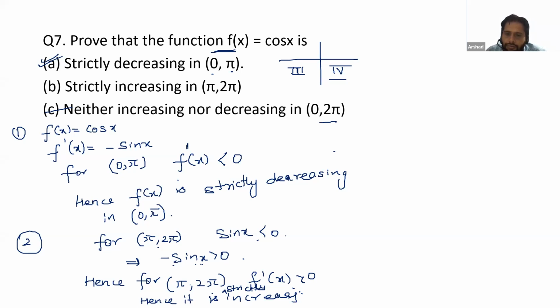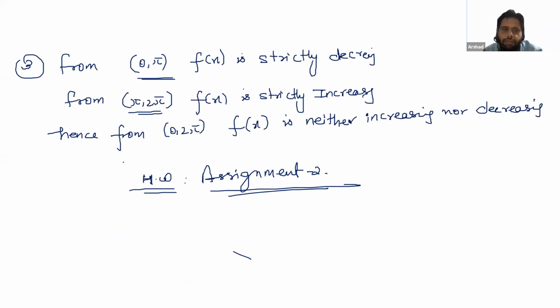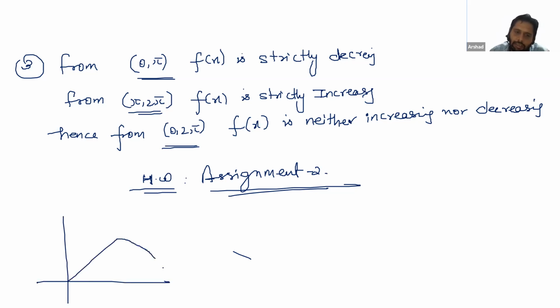Raise your hand, Darshan, if it is done. Okay, good. Then please note this down. From 0 to pi, f(x) is strictly decreasing. From pi to 2 pi, f(x) is strictly increasing. That's why we say for the complete interval, f(x) is neither increasing nor decreasing. This we have discussed today also from the graph. If a function is increasing like this and then decreasing like this, then from 0 to 2 pi, what will be the nature of the function? Neither increasing nor decreasing, because it is increasing as well as decreasing. Darshan, please raise your hand once you have noted down the third point, then I will start the test.